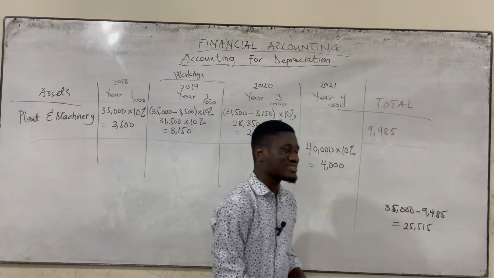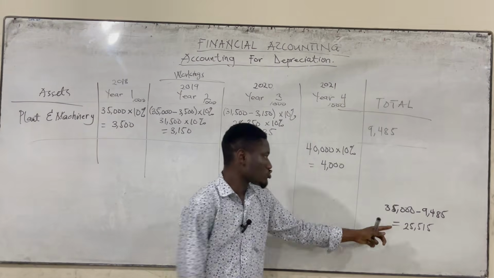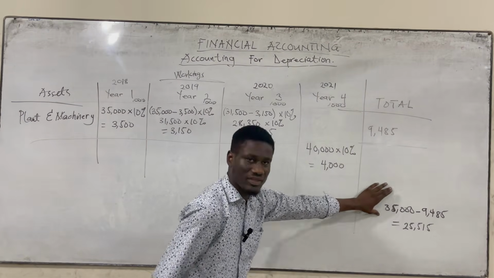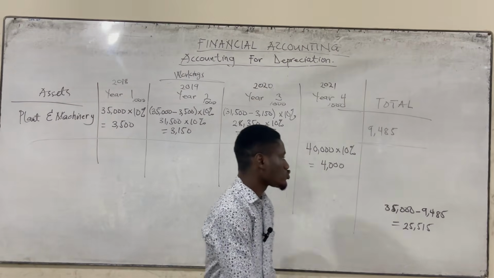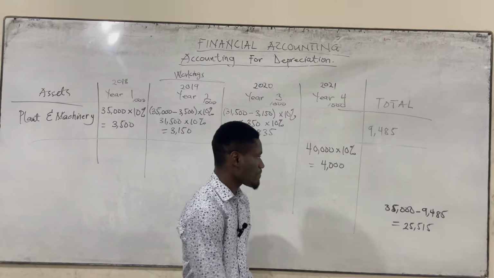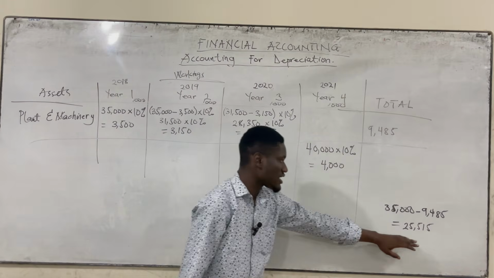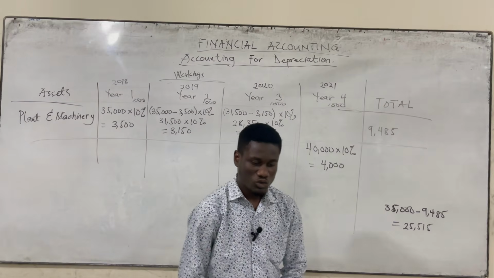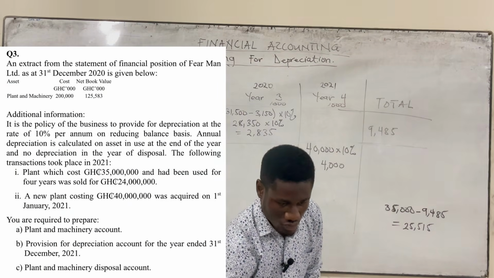Do you get it? So this is our net book value for this asset. Do you get it? So over the years, this asset, the 35,000, accumulated a depreciation of 9,485. So if you want to get the net book value of this asset as at 2021, you are going to subtract the accumulated depreciation from the cost of the asset. Do you get it? And we are getting a net book value of 25,515.